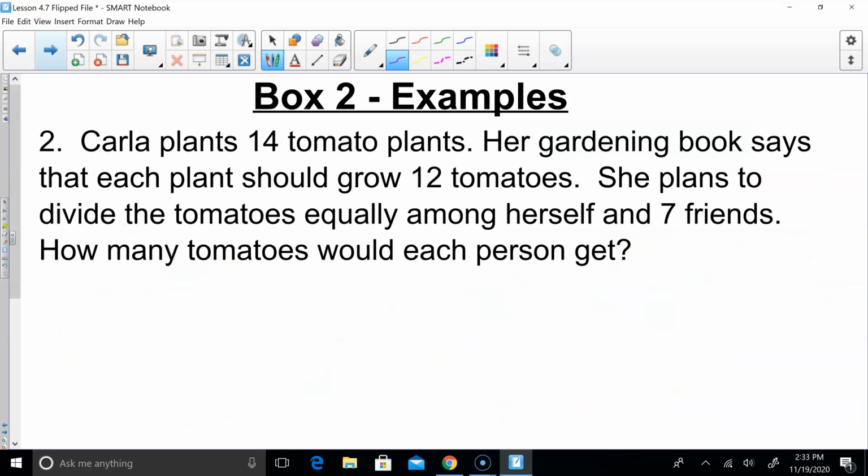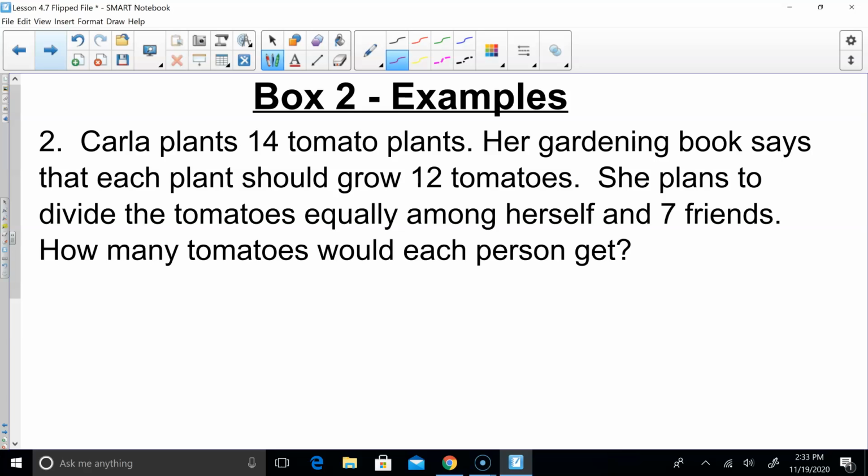Another example for us to tackle, so put down your pencil again. And here we go. It said Carla plants 14 tomato plants. Her gardening book says that each plant should grow 12 tomatoes. She plans to divide the tomatoes equally among herself and 7 friends. How many tomatoes would each person get?